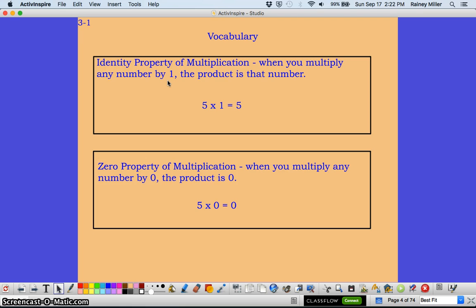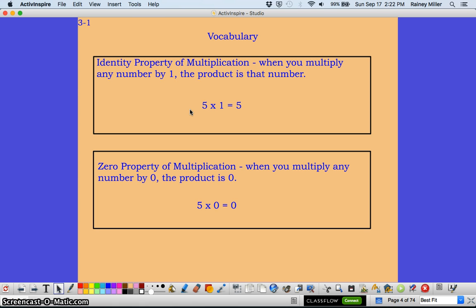Then you have the identity property of multiplication. That's whenever you multiply any number by 1, the product is going to be that number. So if I take 5 times 1, that's 5. If I take 1,000,000 times 1, that's 1,000,000. Anything multiplied by 1 is going to be itself.